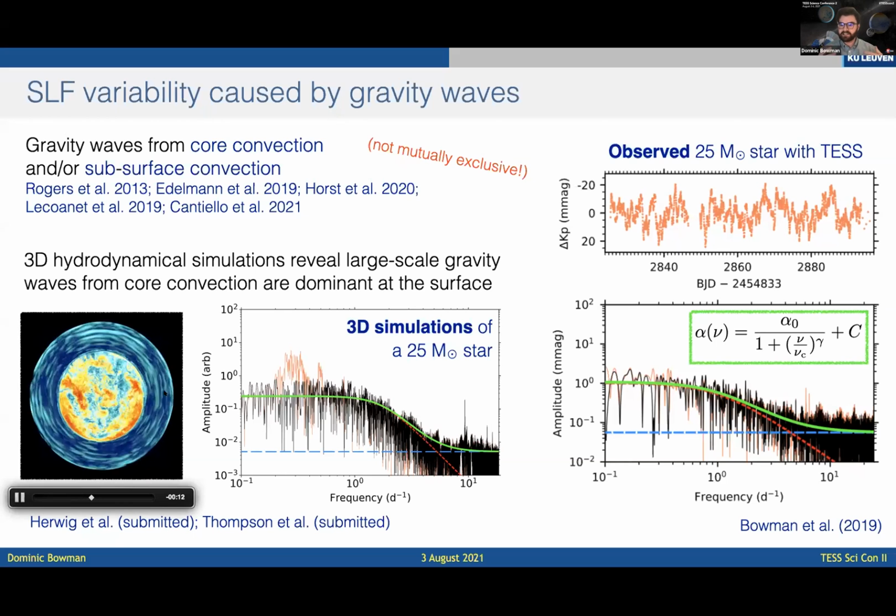So core convection is a big mechanism to consider, in my opinion, because it is a very large convective engine that we find during the whole of the main sequence. And this large convective engine is able to excite those large degree waves that we see at the surface.